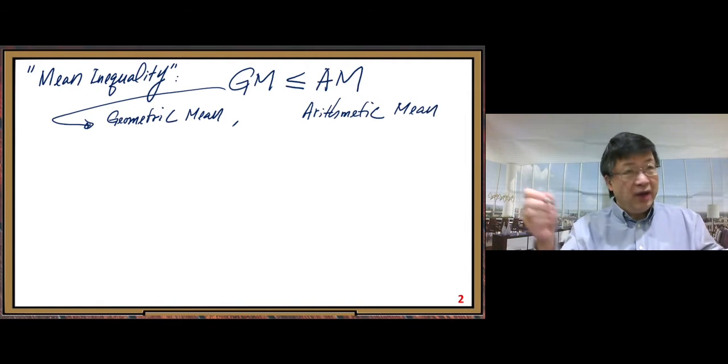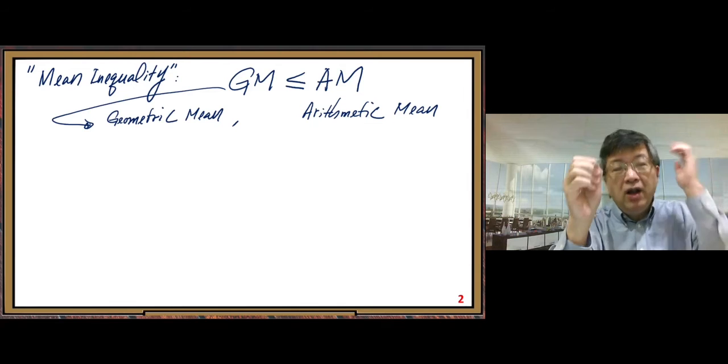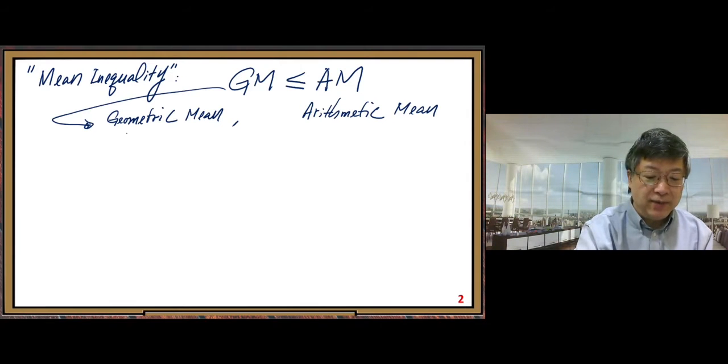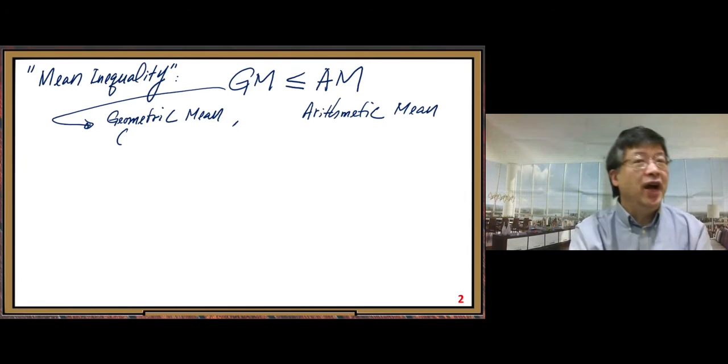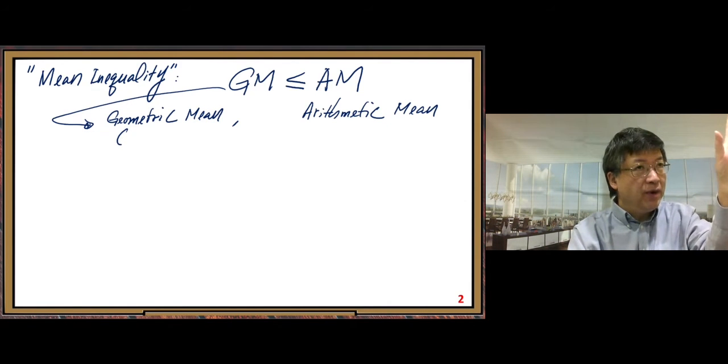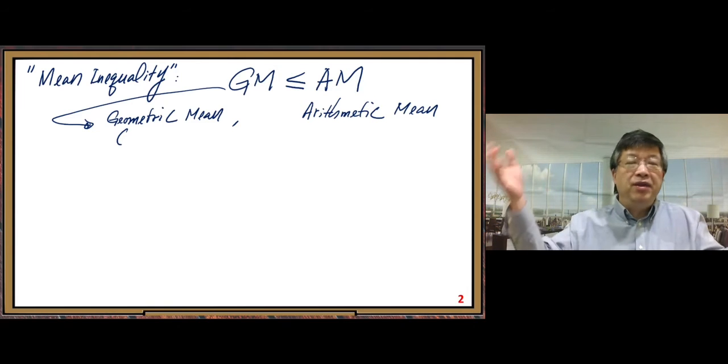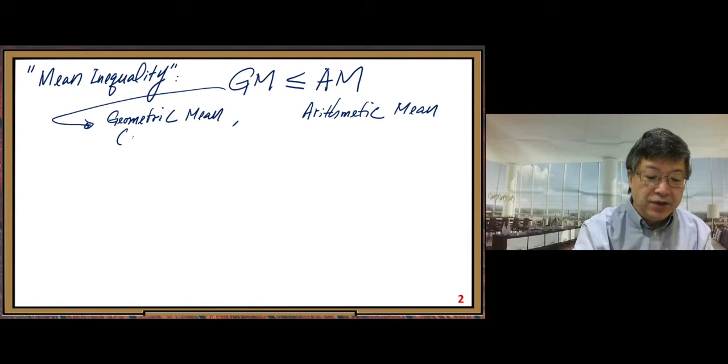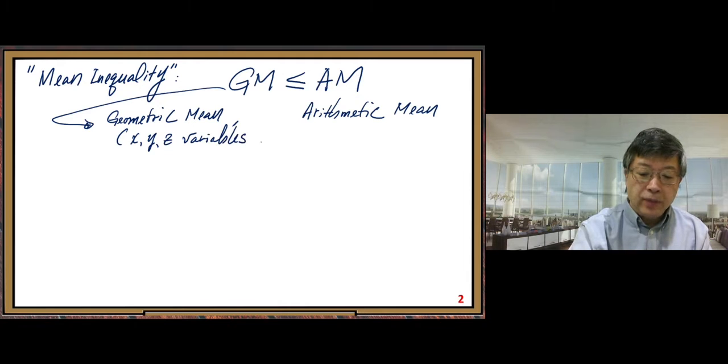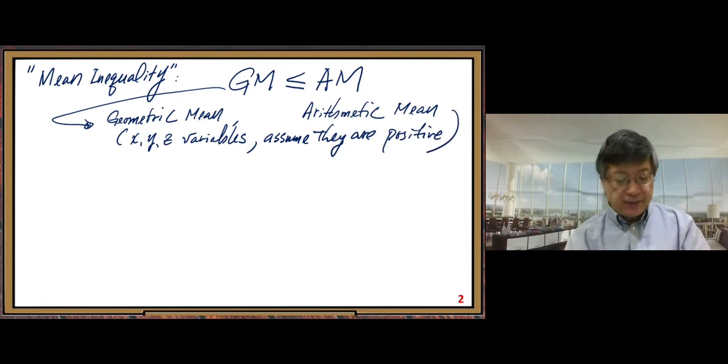What's the geometric mean? So geometric mean of here, let me use XYZ. Because we don't want to get confused with ABC, right? ABC variables appear in our questions. So here we talk about the general result. So I like to use X, Y, Z variables. And we can assume they are positive, for simplicity.